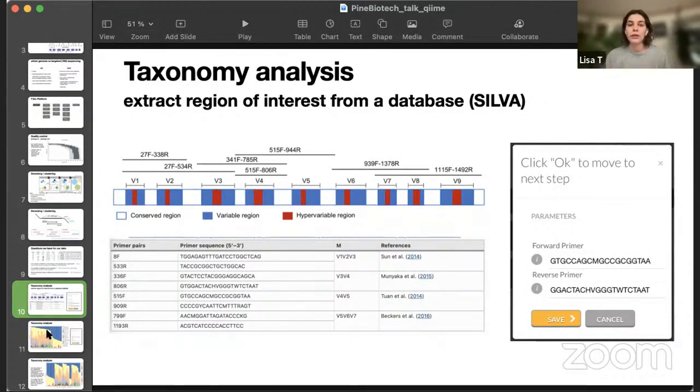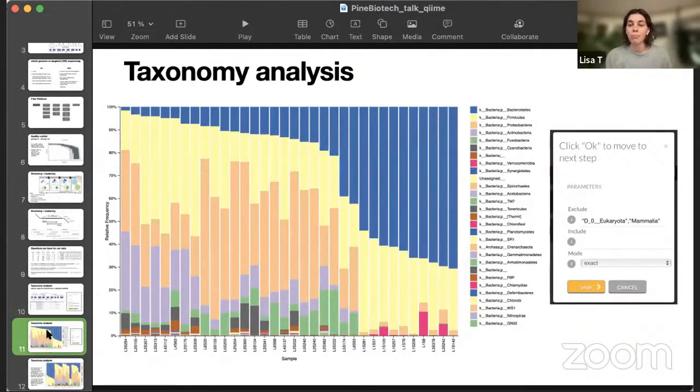So it will look for whether this sequence is in the Silva database, and it will assign a taxonomic unit to the sequences. And you will end up with a bar plot showing what bacteria are there in your samples.